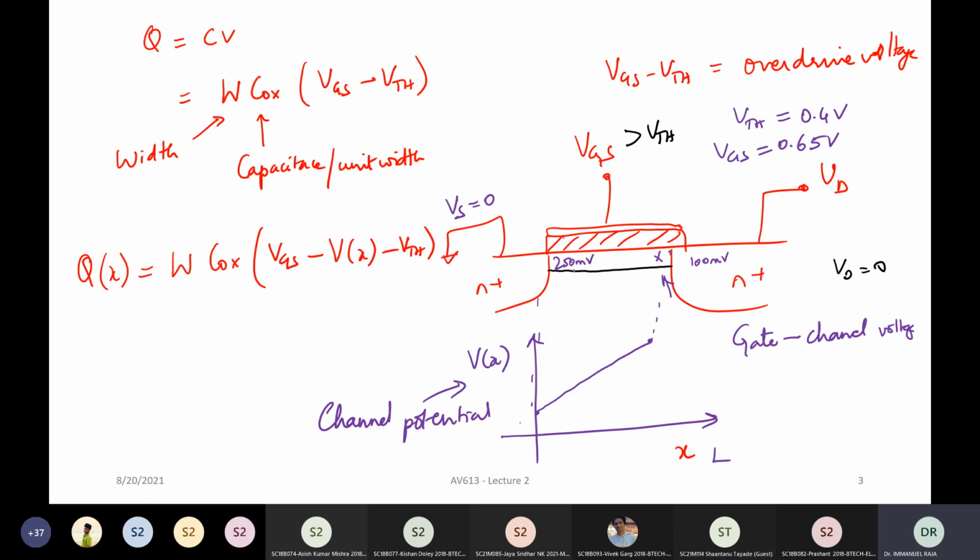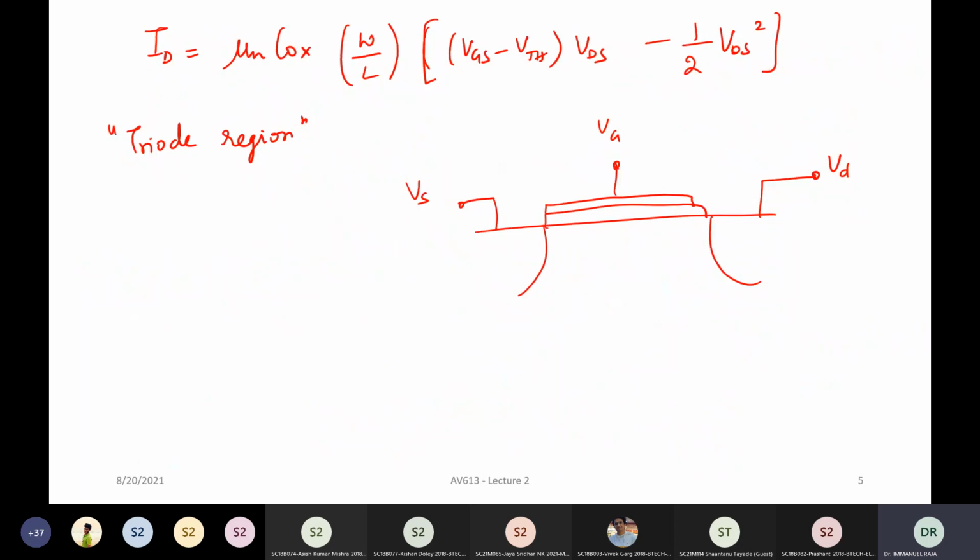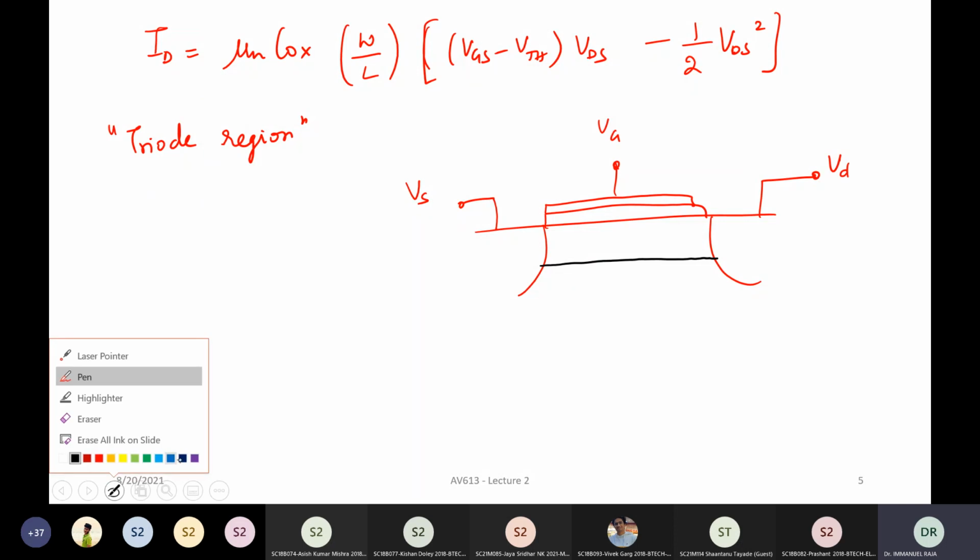The overdrive voltage here is 250 millivolt, whereas here it is going to be only 150 millivolt of effective overdrive. Correct? Because you have already raised the drain potential. So the channel will basically look like this, or rather, if I use this as the reference, the channel is going to look like this. Now, if you start stepping up VD, let's say initially I'm zooming in here and trying to draw.